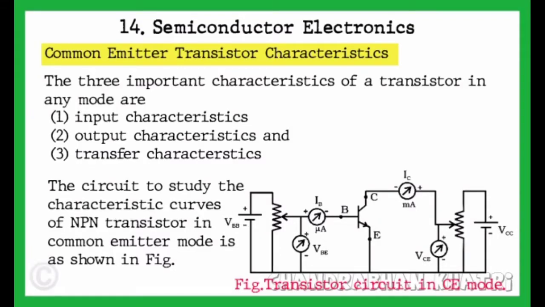Common emitter transistor characteristics. The three important characteristics of a transistor in any mode are: first one, input characteristics; second, output characteristics; and third, transfer characteristics. The circuit to study the characteristic curves of NPN transistor in common emitter mode is shown in figure.